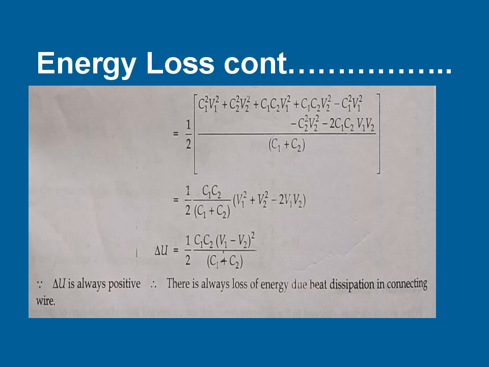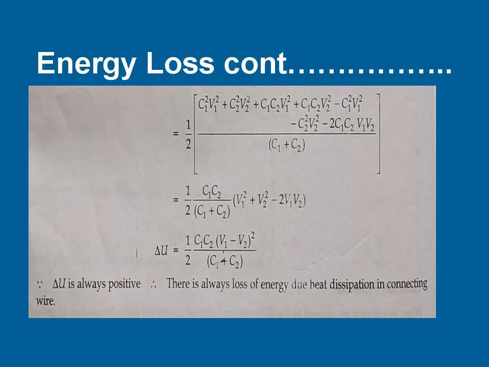Now you know the formula of A minus B whole square, which is nothing but A square plus B square minus 2 times AB. Here in place of A square you get V1 square. In place of B square you get V2 square. In place of minus 2AB you get minus 2 times V1 V2. Means this is the formula of A minus B whole square. In the next step you get the final expression: delta U equals 1 by 2 C1 C2 as it is. Now this is in the form of A minus B whole square. That's how we get V1 minus V2 whole square, whole divided by C1 plus C2. This is the formula of energy loss.